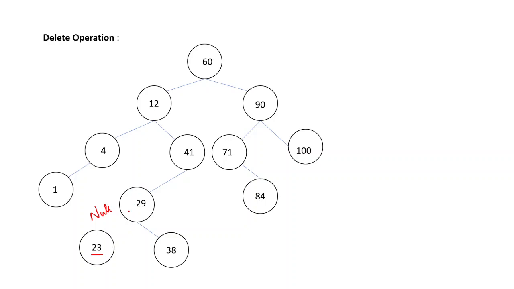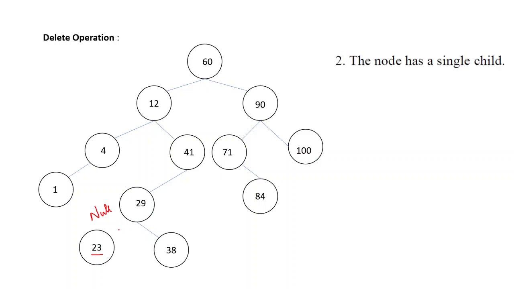You will just have to set the value of the parent node. If it was the right child, then you have to modify the pointer of the right child as null. In this case, it was the left child, so the left child pointer will contain the value null. Only that much has to be done. So that takes O(1) time.